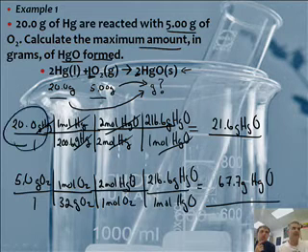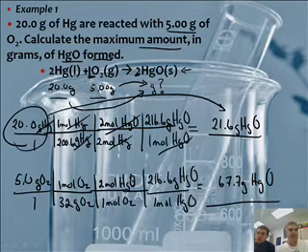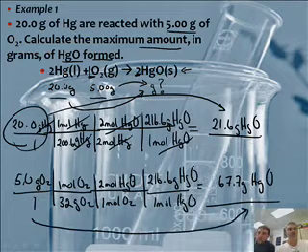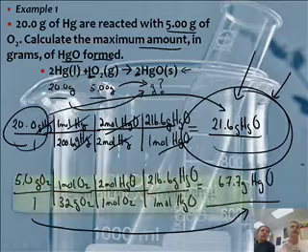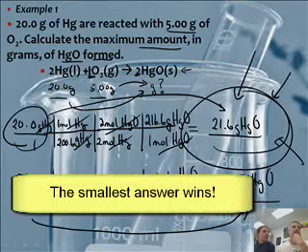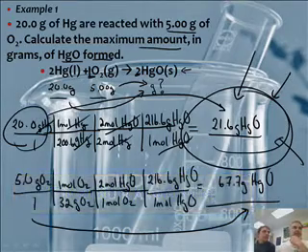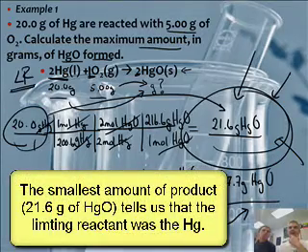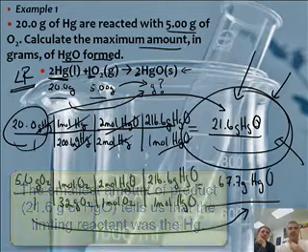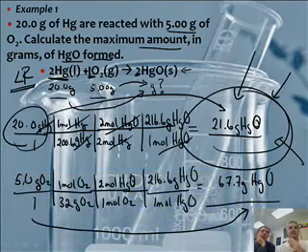So that means, now let's look at these numbers. If I start with 20 grams of Hg, I can produce 21 grams of HgO. If I start with 5 grams of O2, I can produce 67. How much can I produce? Only the smallest one. That makes the 20 grams of Hg our limiting reactant. Very important to understand that. Hg is the limiting reactant, the one that you're going to run out of. It's not the HgO that's limiting, that's the product.